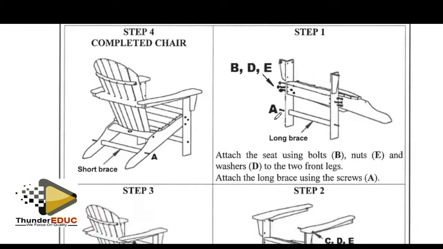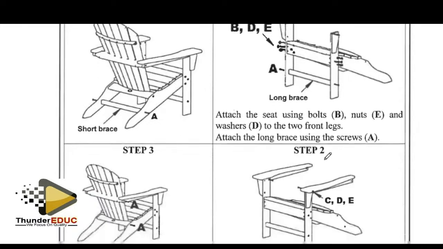They are saying part A, step 1 says attach the seat using bolts, which is B, nuts E, and washer D to the front, so to the 2 front legs. Attach the long, which is A.